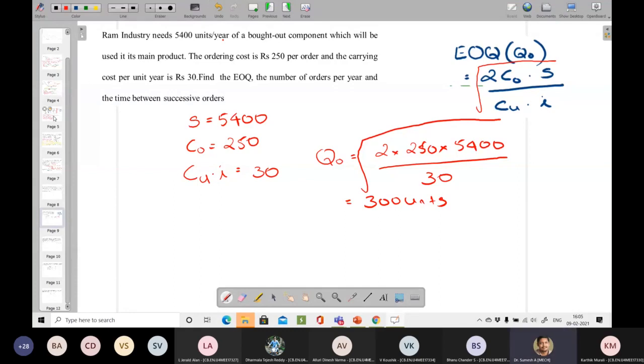So 300 units. Now the next is the number of orders per year. What's the value? 5,400 divided by 300. How much? 18, sir. So 18 orders per year. Now the time between successive orders.